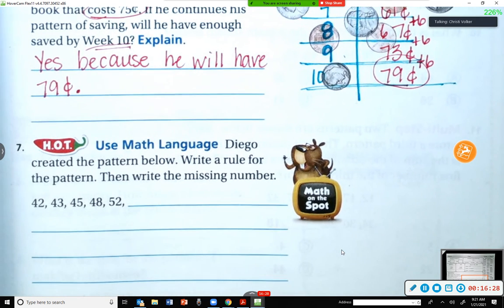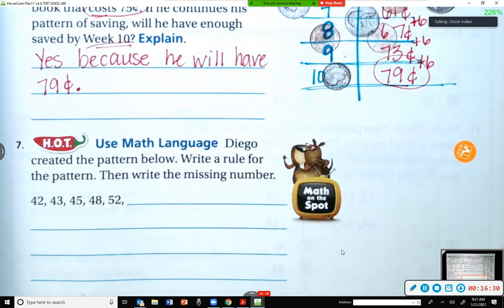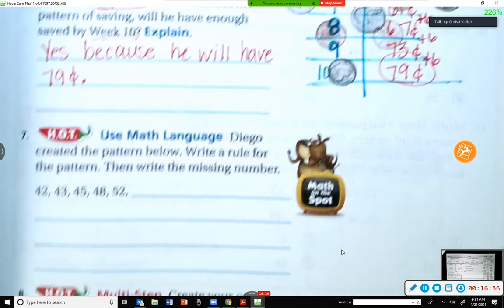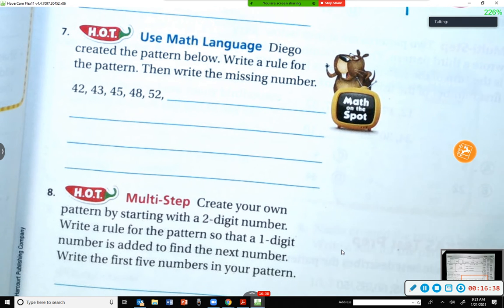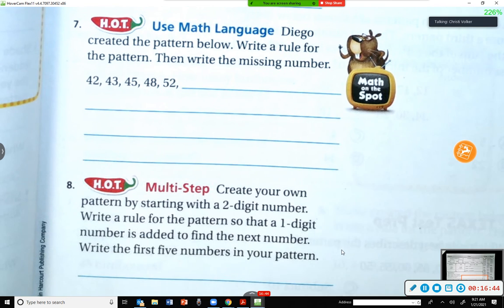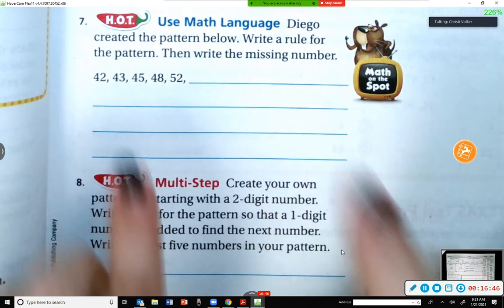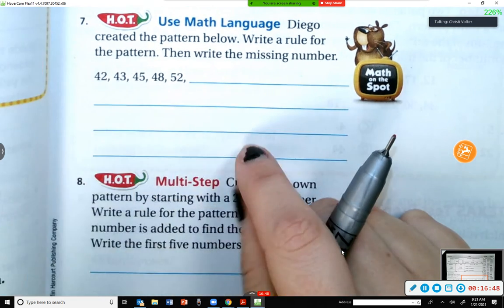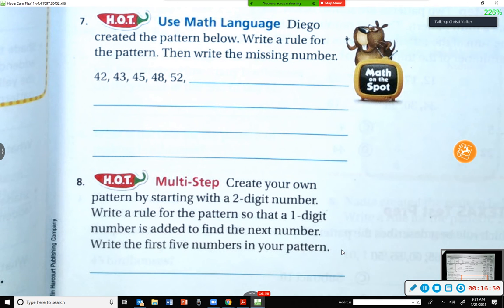Okay, number 7. Diego created the pattern below. Write a rule for the pattern, then write the missing number. Okay, y'all take a look at that and tell me what the rule is. You need to look at each number and see what's happening. This one's a little bit more challenging.